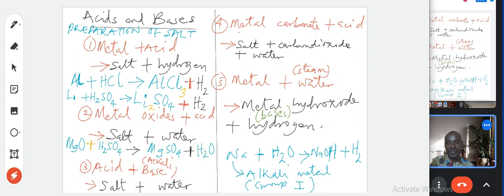Okay, now the next one is acid plus base or alkali, which also gives salt plus water. So what does that tell you? It means most metal oxides are bases, because metal oxide plus acid gives salt plus water, and acid plus base also gives salt plus water. So it means this particular metal oxide has to be a base.